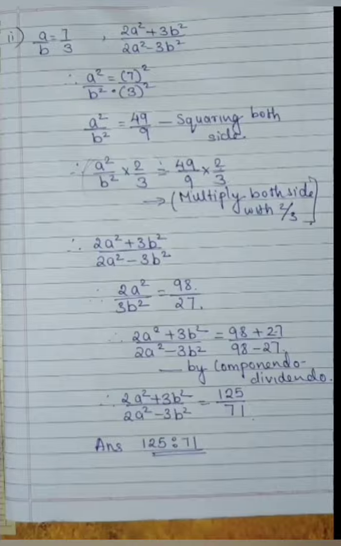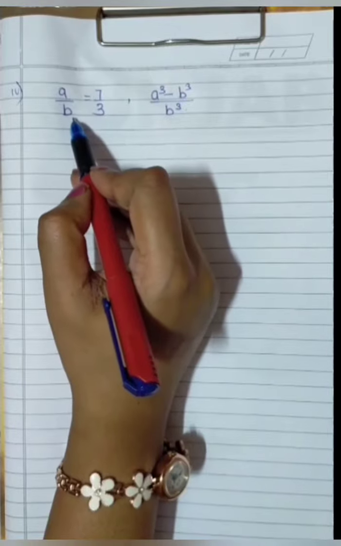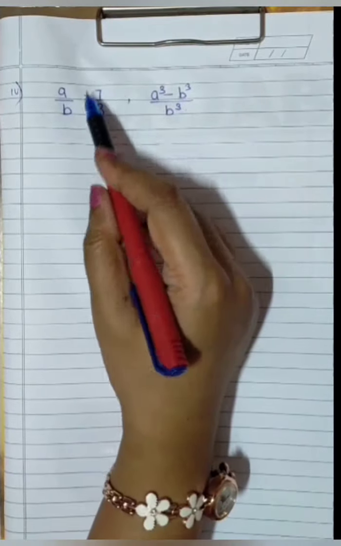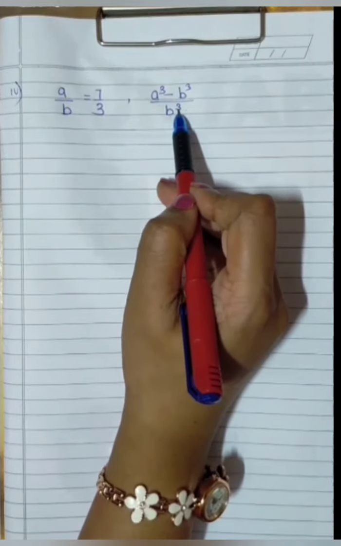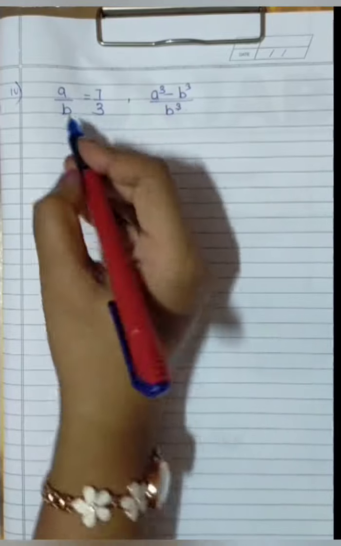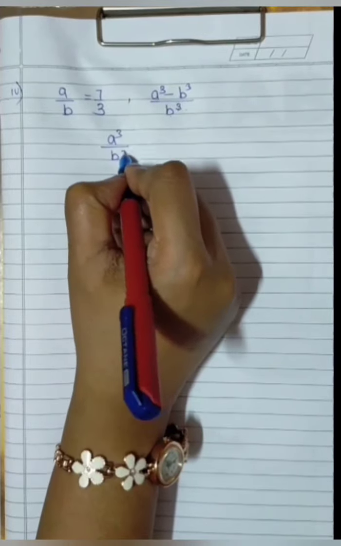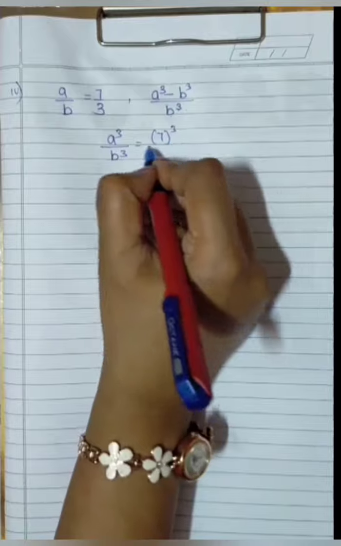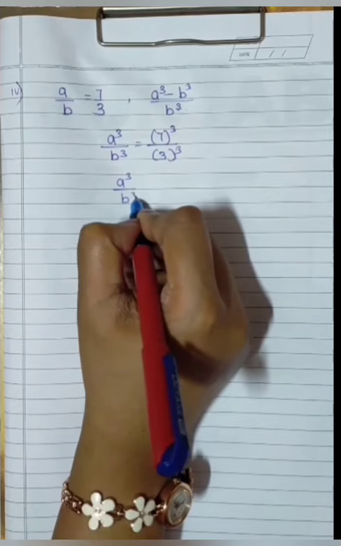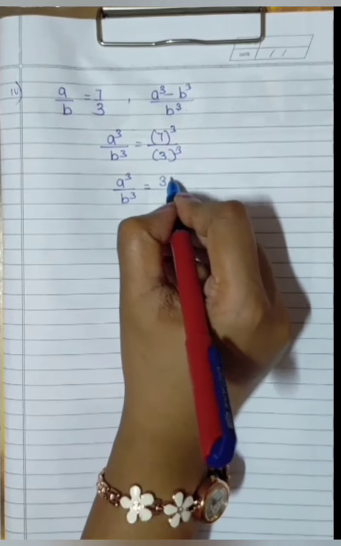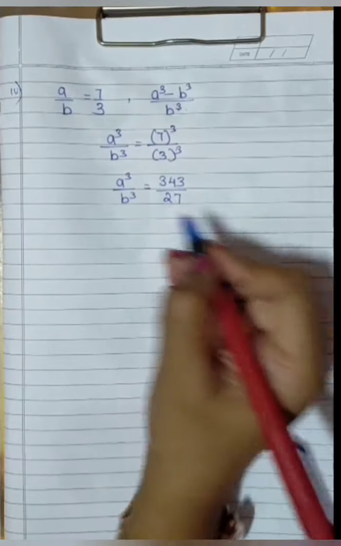Okay. So the next sum is A upon B is equal to 7 upon 3. It is already given. Now what is our sum? A cube minus B cube upon B cube. Now here we are having cubes, so first we will write A cube upon B cube. So here 7 cube upon 3 cube. So we'll get A cube upon B cube equal to the cube of 7 is 343 upon the cube of 3 is 27. I hope you are getting it.